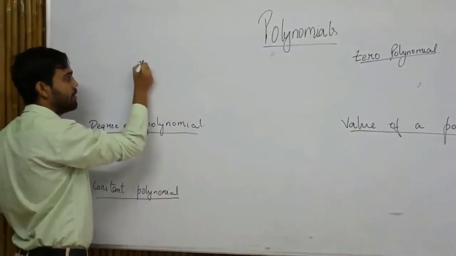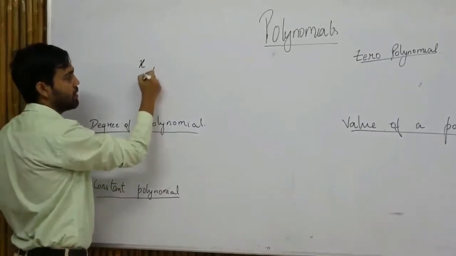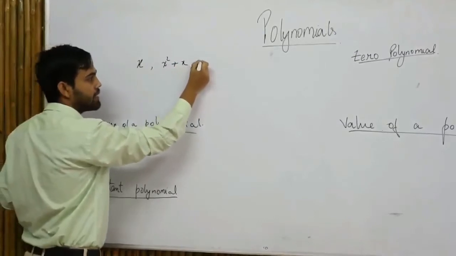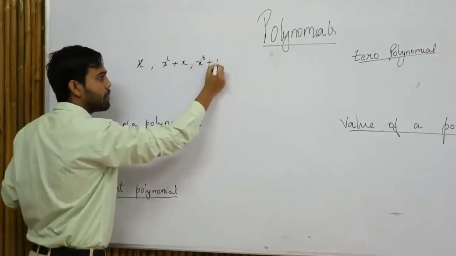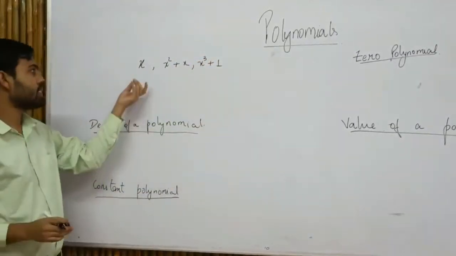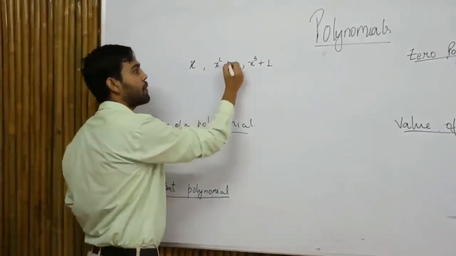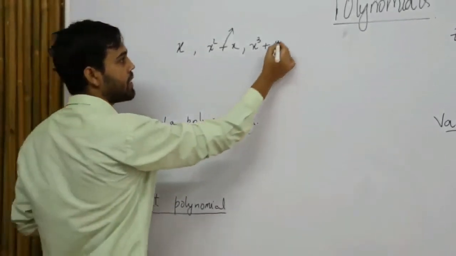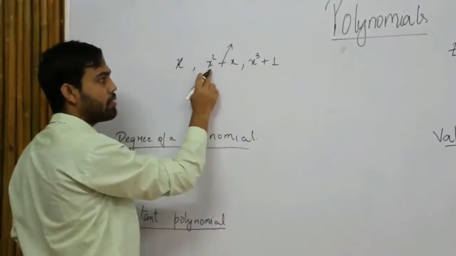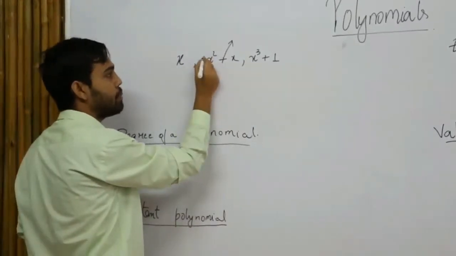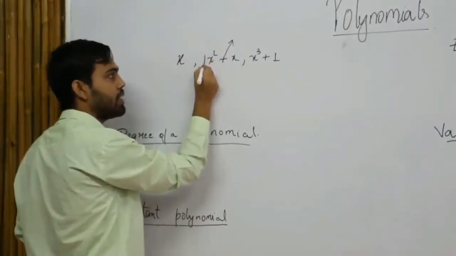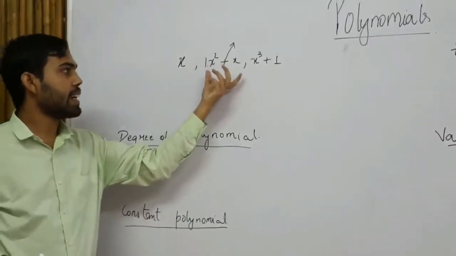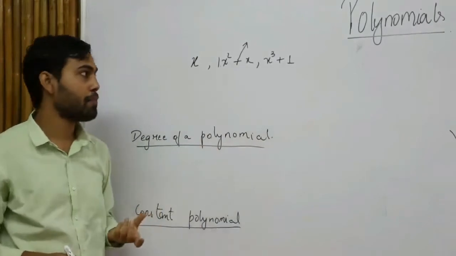I can have x, I can have x squared plus x, or I can have x cubed plus, suppose, 1. Now in all these cases, you notice I have a variable, I have some operator in here, I have some constant terms, like in this case I have 1. Even in here, although I do not have anything before x, I can introduce a 1 in here. So basically I have some constant terms in here also. So these three algebraic expressions are polynomials.